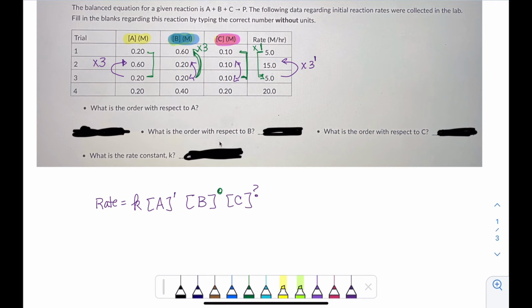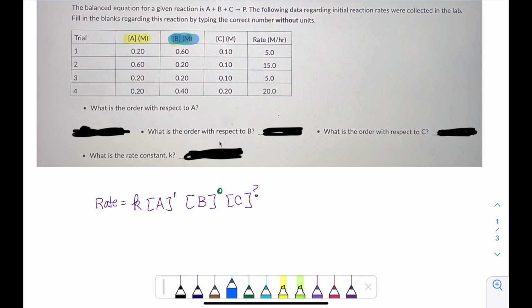So in my last one, I still have to figure out what the order is with respect to C. Let me clear some of this. The beautiful part of using this electronic device. All right. So I'm looking for 2 trials where A and B stay the same, but C changes. And I'm not seeing one easily. B stays the same here, but A changes, and C stays the same. I'm not seeing 2 trials where A and B stay the same, but C changes.